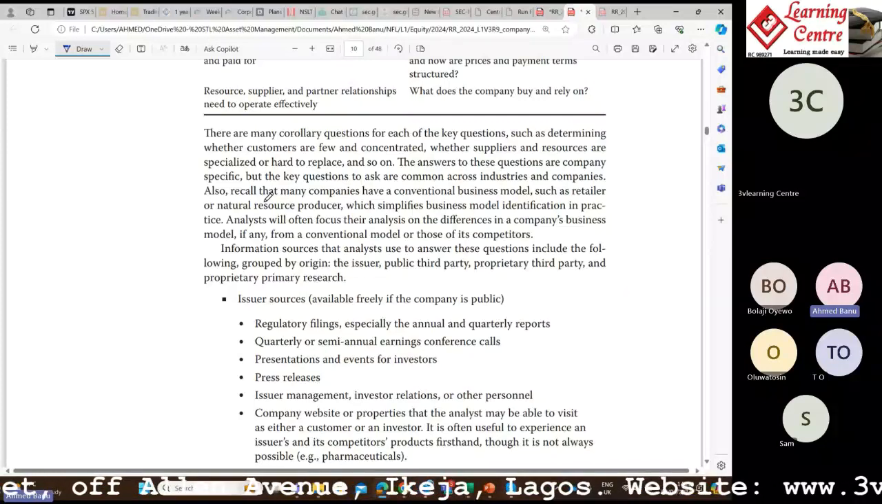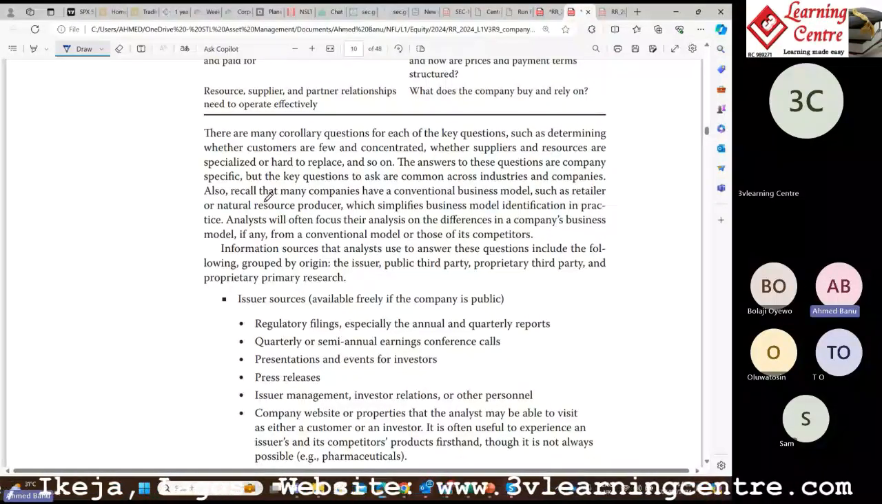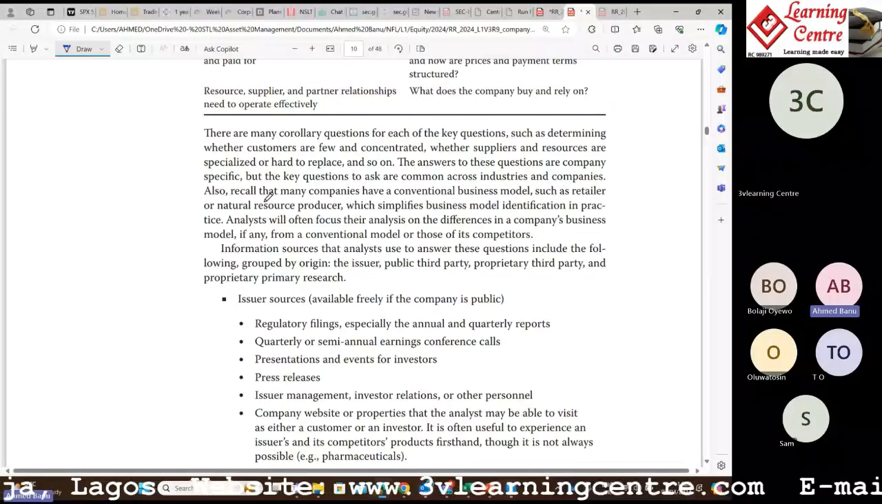So information sources that analysts use to answer these questions include the following. At times you might not be able to meet the owners of the business to answer questions, but you can also get this information from different places: regulatory filings, financial statements, talking to the company directly, third-party research information, press releases, all over the place.